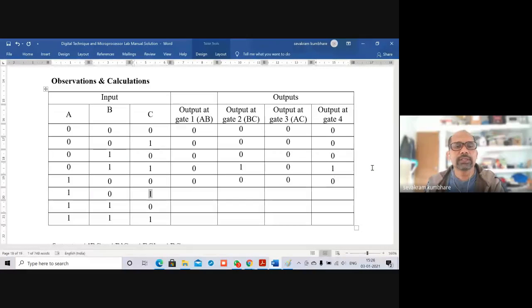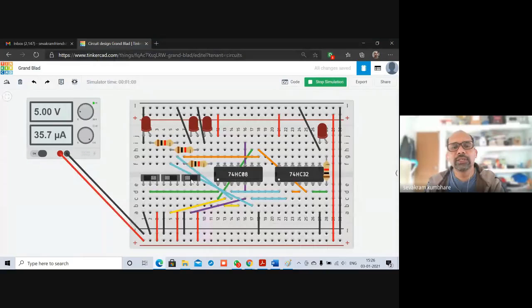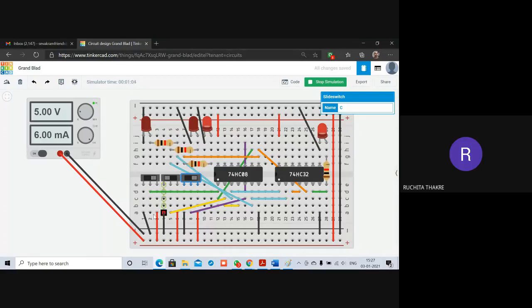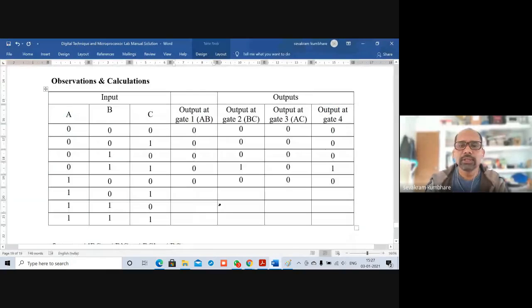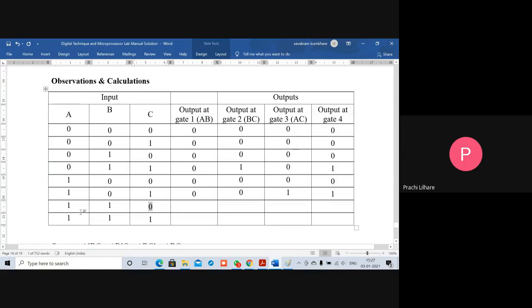Next input is A is 1, C is 1, B is 0. What is the status? 0 0 1, LED is on. So 0 0 1 1. Correct? Yes, sir.